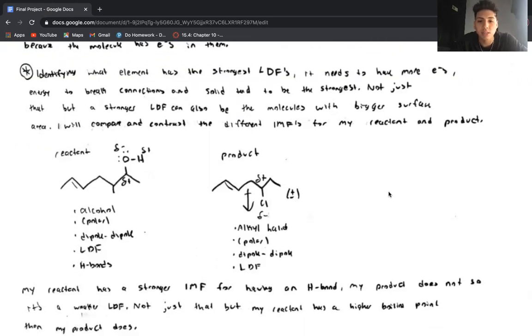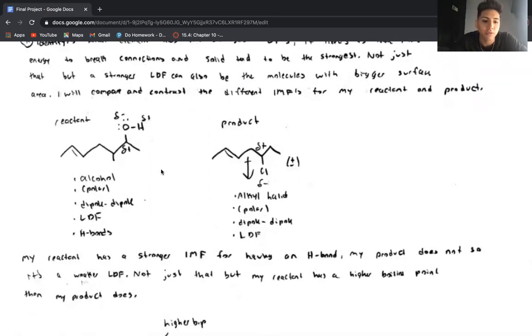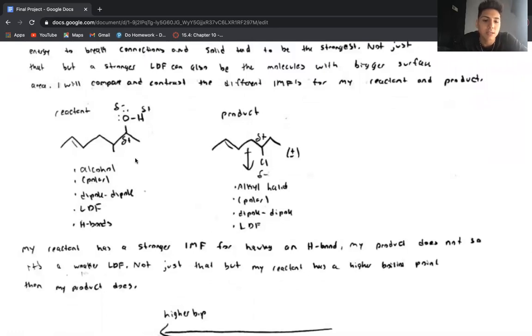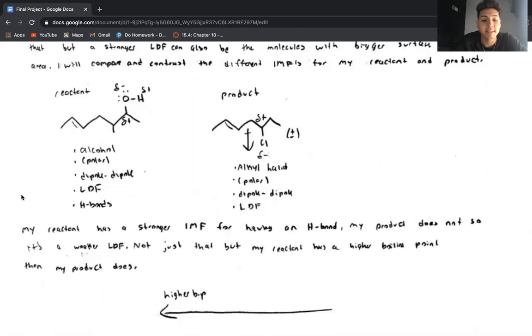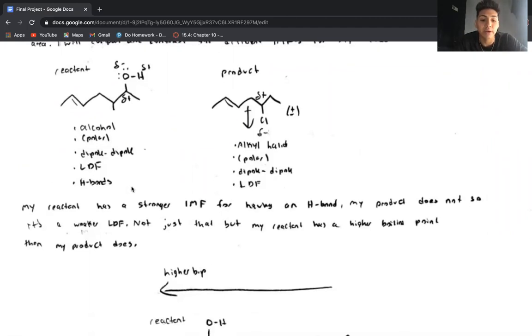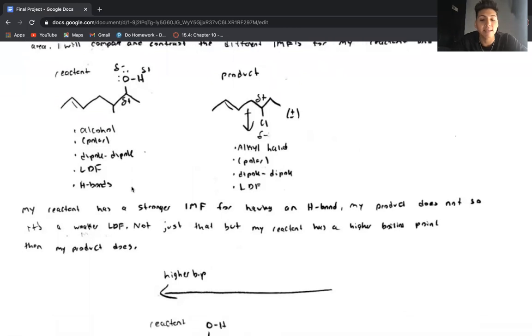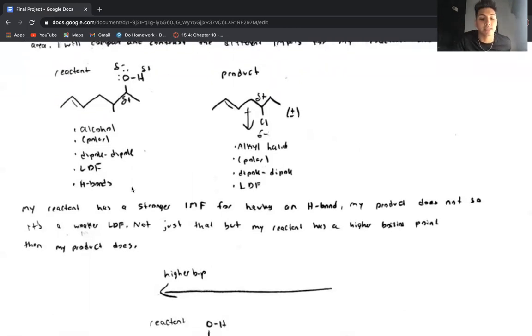And I will compare and contrast the different IMFs from my reactant and products. For example, my reactant is an alcohol and my product is an alkyl halide. They're both polar. They both have dipole-dipole because of the δ- and the δ+, and they both have LDF. The only thing is that my reactant has a stronger IMF for having an H bond connected to the oxygen. My product does not have that, so it's weaker. Not just that, but my reactant also has a higher boiling point than my product.